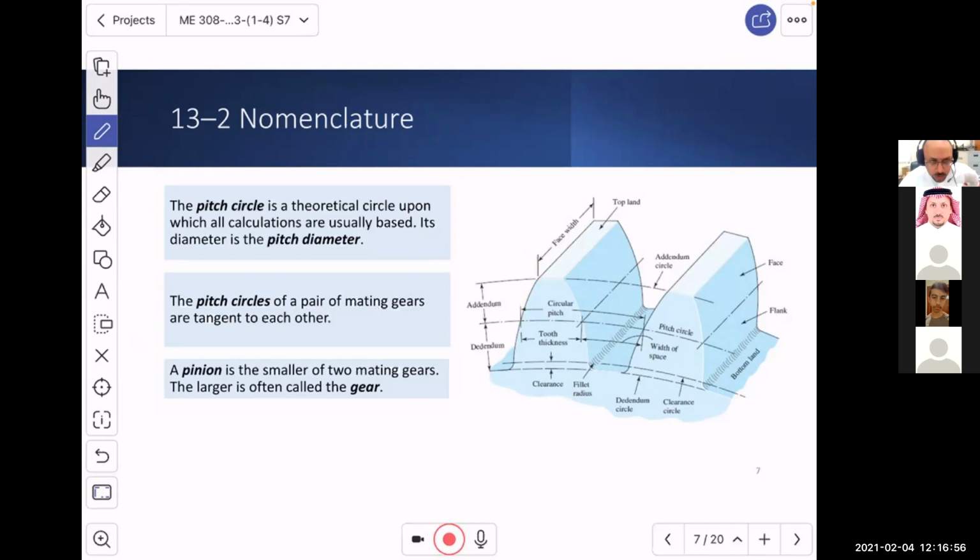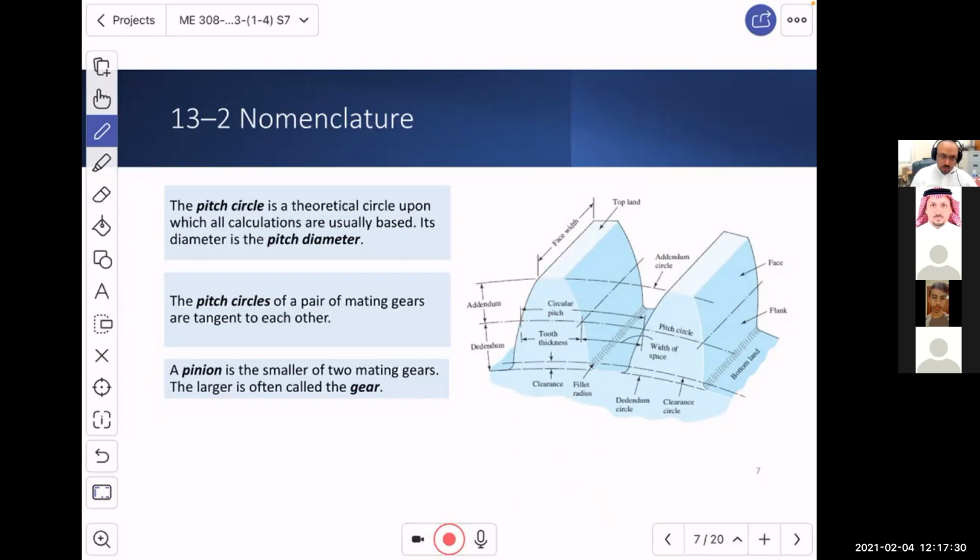Now, we will start with the terminology. As we all know, gear, you would imagine that it is a disc, and then in the disc you machine those teeth, right? And when you machine these teeth, you will have them cut in a specific way. The first thing that we want to establish between us is the term pitch circle. This is the first one and the most important one.